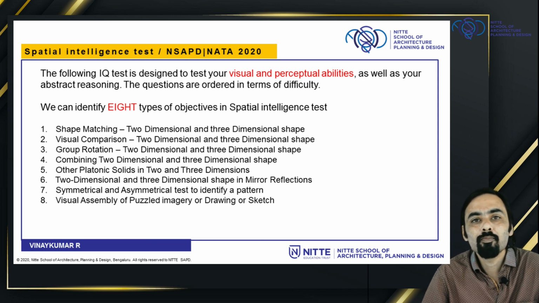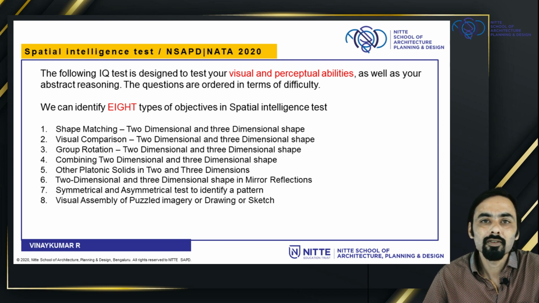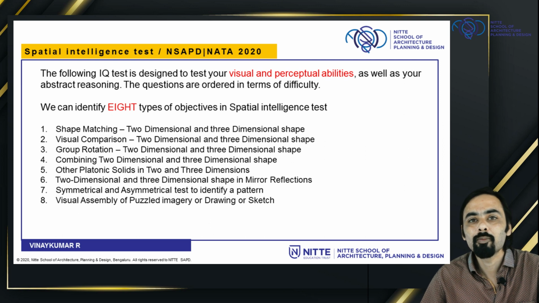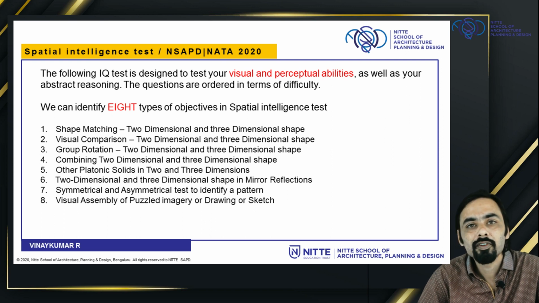First one, shape matching from 2-dimensional surface to 3-dimensional. Second, visual composition from 2-dimensional to 3-dimensional shapes. Third one, group rotation 2-dimensional to 3-dimensional shapes. Fourth one, combining 2-dimensional shapes to 3-dimensional shapes. Fifth one, other platonic solids in 2-dimensional and 3-dimensional shapes.